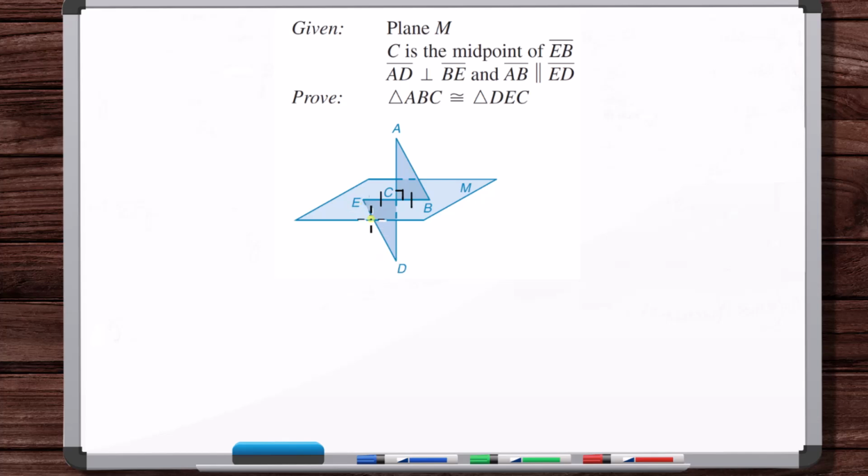Okay, well, if these two are parallel, then we have a transversal that connects those two parallel lines here. And with that, we've got alternate interior angles here. So these two angles are congruent. Okay, well, we also know that this is a right angle. We've got two matching angles here between these two triangles that are congruent. So these two angles must be congruent. So by angle side angle, we have congruence of triangles ABC and DEC.